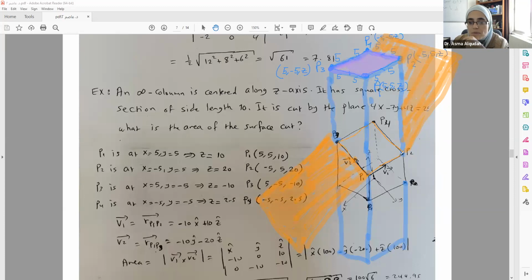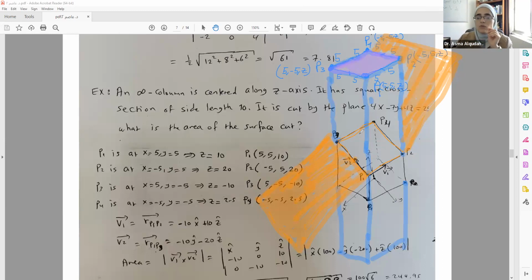Okay, so this shape, the one in orange, this is inside the column. Okay, it's like, let's say this is the column. Okay, and let's say that this is the plane cutting the column. It came from one side and it came out of the column from the other side. So the shape formed from the cutting process between the plane and the column is a shape with 4 sides.